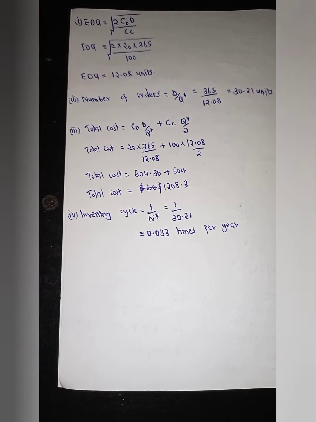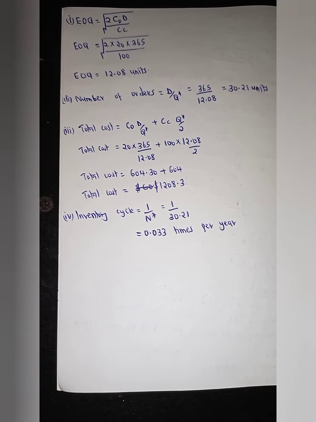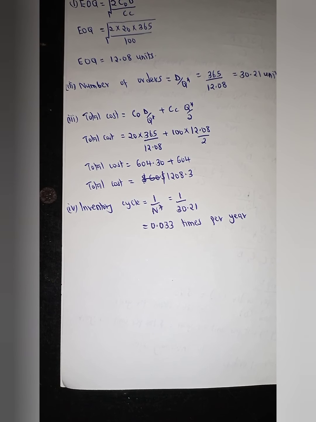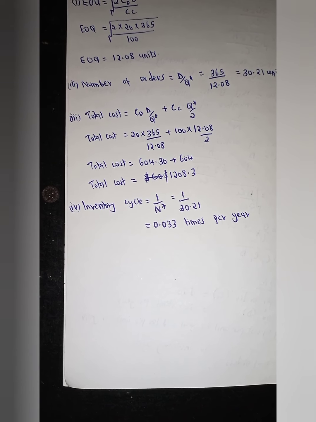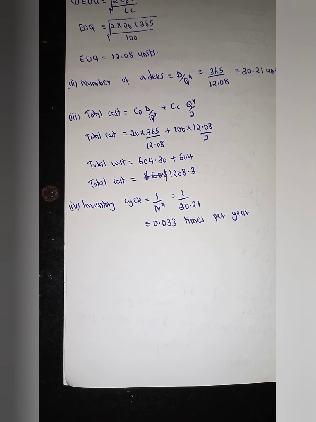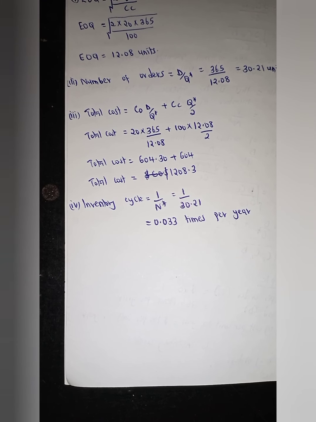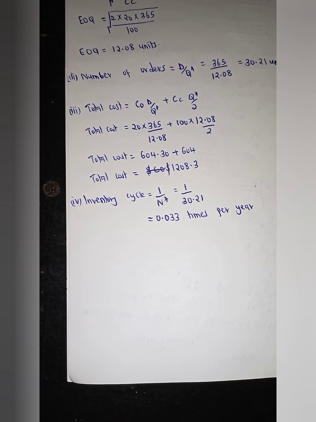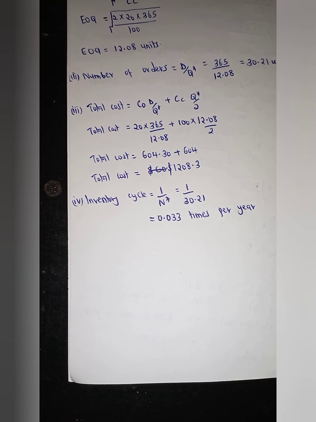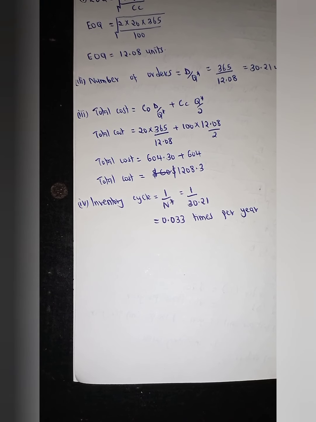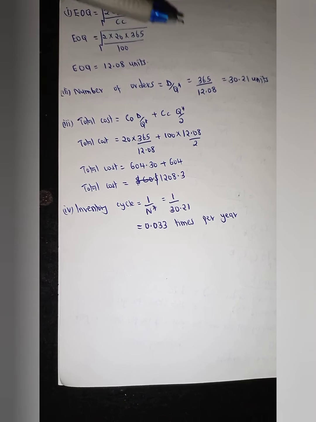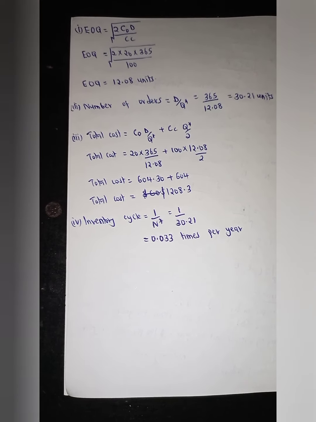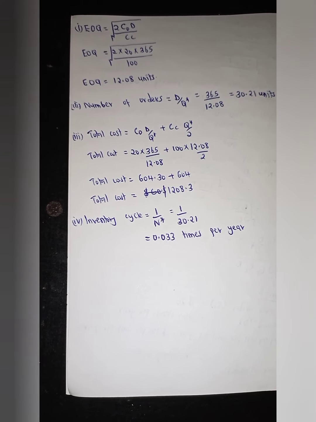units. The total cost is going to be CO times D all over Q optimal plus CC times Q optimal all over 2. When you substitute the values, you're going to get that the total cost is going to be $12.083. The inventory cycle is going to be the inverse of the number of orders, which is going to be 1 all over 30.21. We got 30.21 here in the number of orders. So the answer is going to be 0.033 times per year.